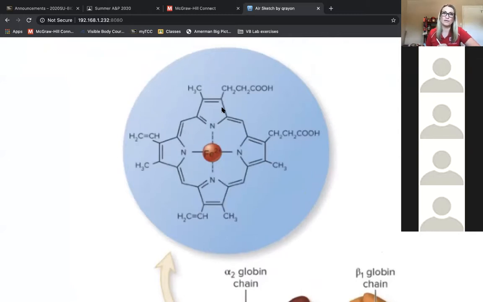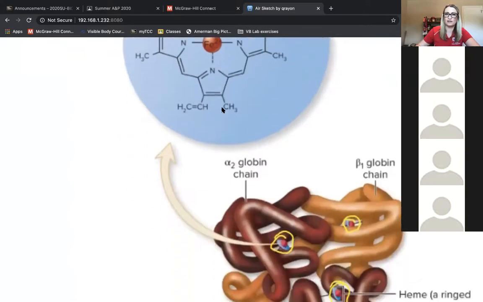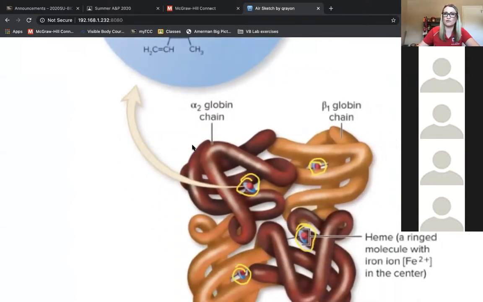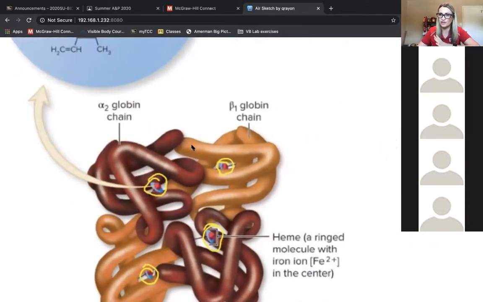And so the iron is what binds oxygen. Since each hemoglobin has 4 heme groups and therefore 4 irons, each hemoglobin can carry 4 oxygen molecules. Okay, so that's our hemoglobin.